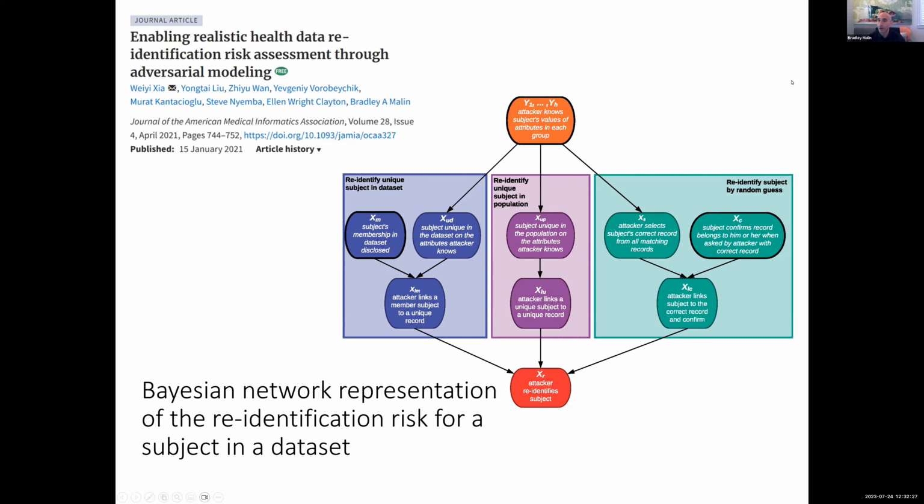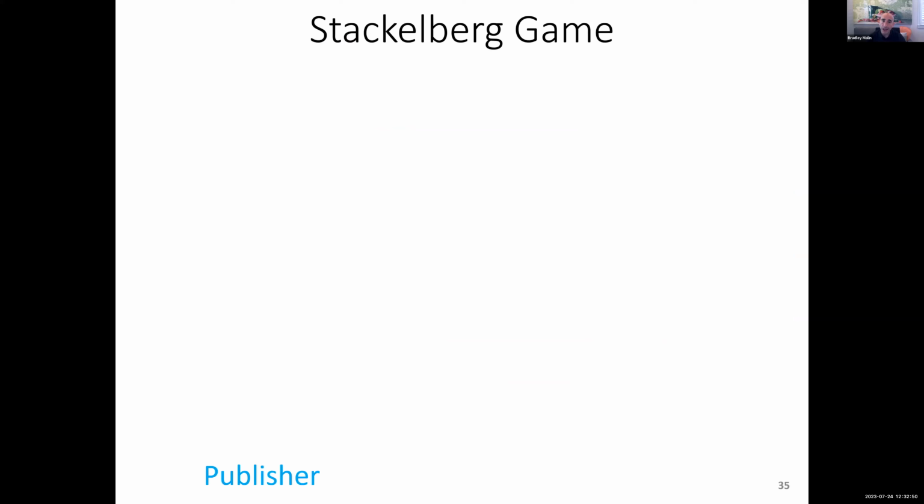There are three parts to it. First, can you re-identify someone as being unique or distinguishable in a data set itself? Then, what's the chance that they might be unique in the population? And then, what's the chance that somebody might be successful if they just made a random guess? In other words, these are three different types of adversarial settings that are all being combined to create a single risk score.